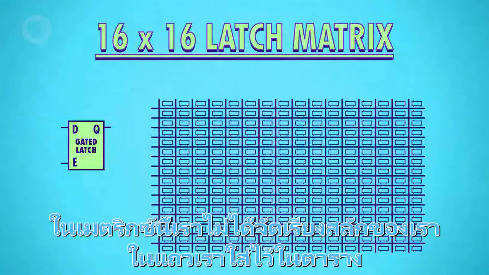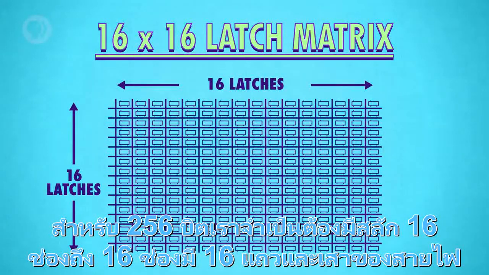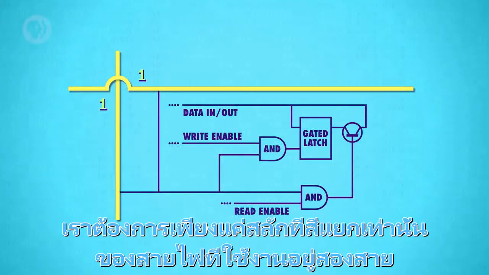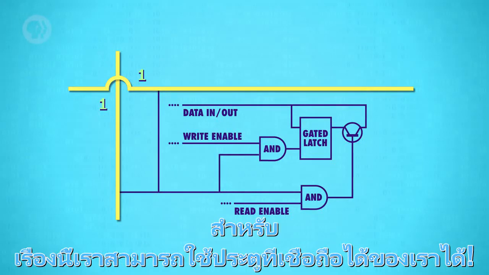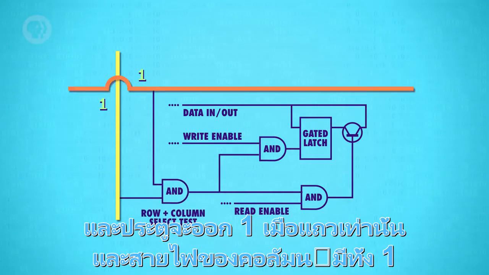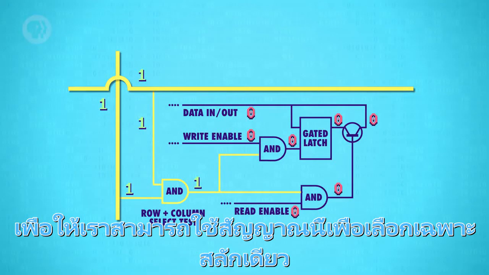In this matrix, we don't arrange our latches in a row, we put them in a grid. For 256 bits, we need a 16 by 16 grid of latches, with 16 rows and columns of wires. To activate any one latch, we must turn on the corresponding row and column wire. Let's zoom in and see how this works. We only want the latch at the intersection of the two active wires to be enabled, but all of the other latches should stay disabled. For this, we can use our trusty AND gate. The AND gate will output a 1 only if the row and the column wires are both 1. So we can use this signal to uniquely select a single latch.